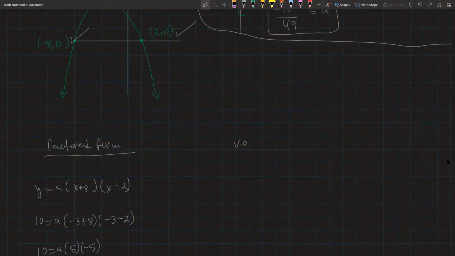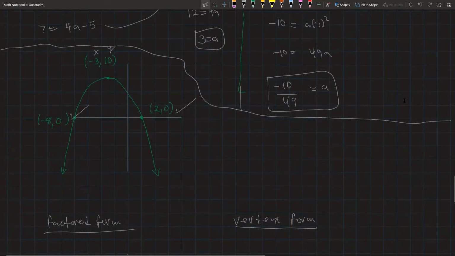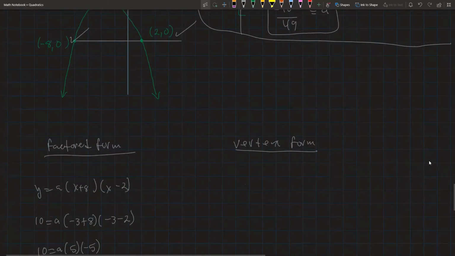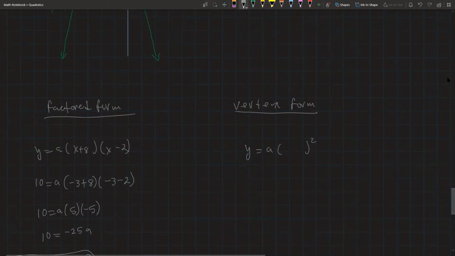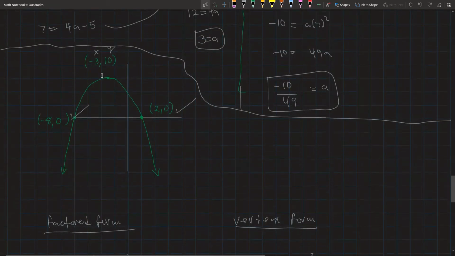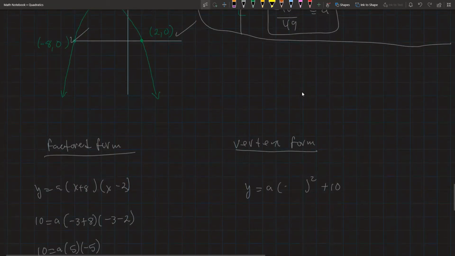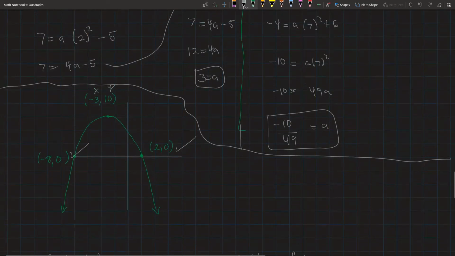What if we use vertex form instead? How would you set that up? See if you can do it ahead of me. Vertex form, you've got to pay attention to the vertex right here. And it's going to be y equals, for vertex, we need y equals a times something squared. The y value is 10. So positive 10. And how do we get a 0 inside? Not by x minus 3, but rather x plus 3. And done. We already used that point.